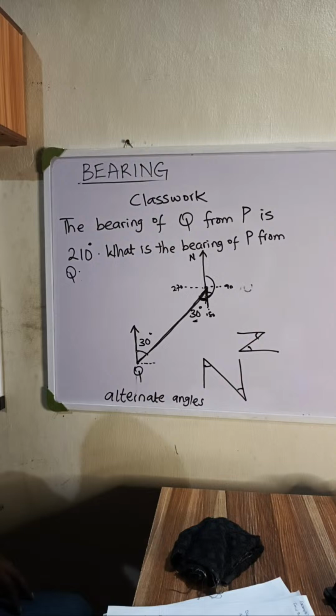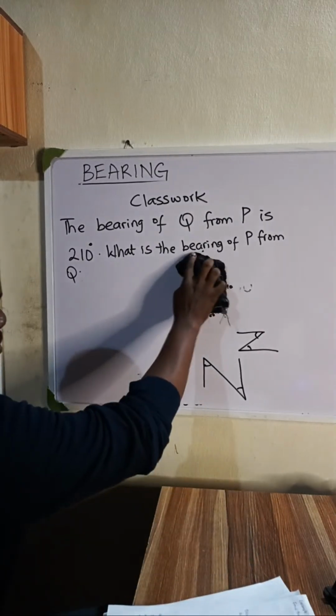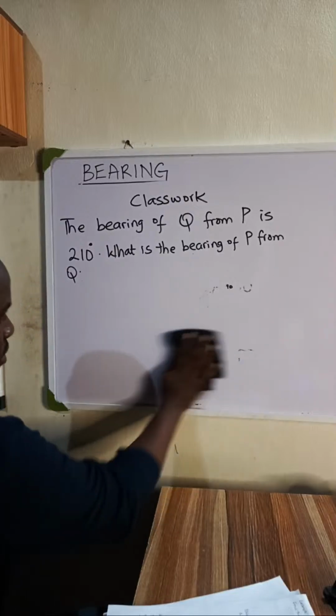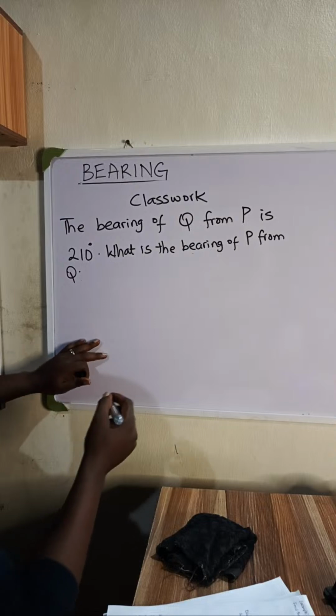Can we continue? I think we can. Can I subtract 120 from 180 to get, yeah, there's another way you can do it. Let's see. But this alternate angles method makes it easy.